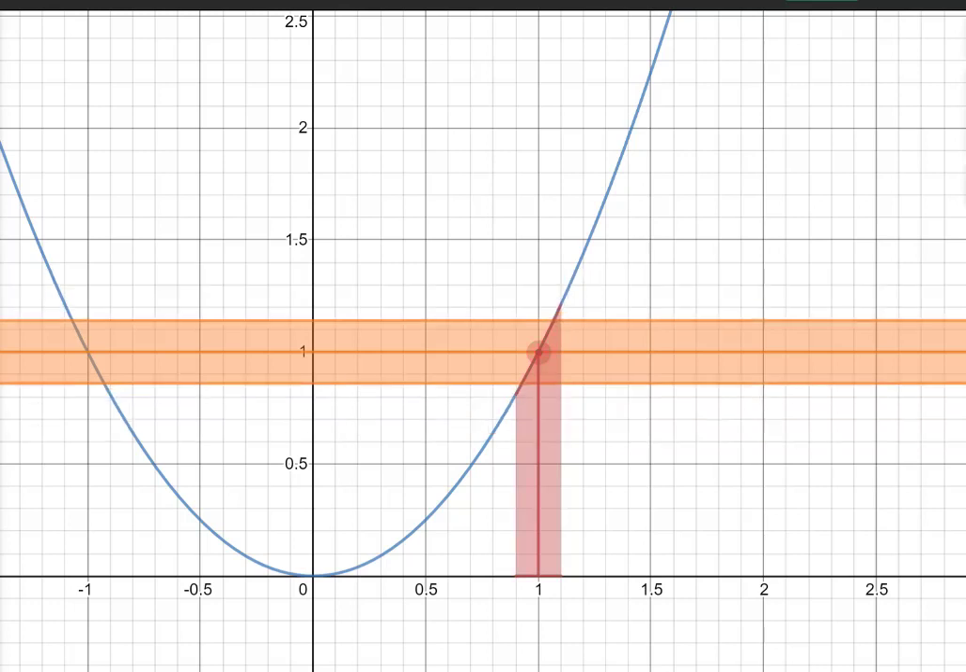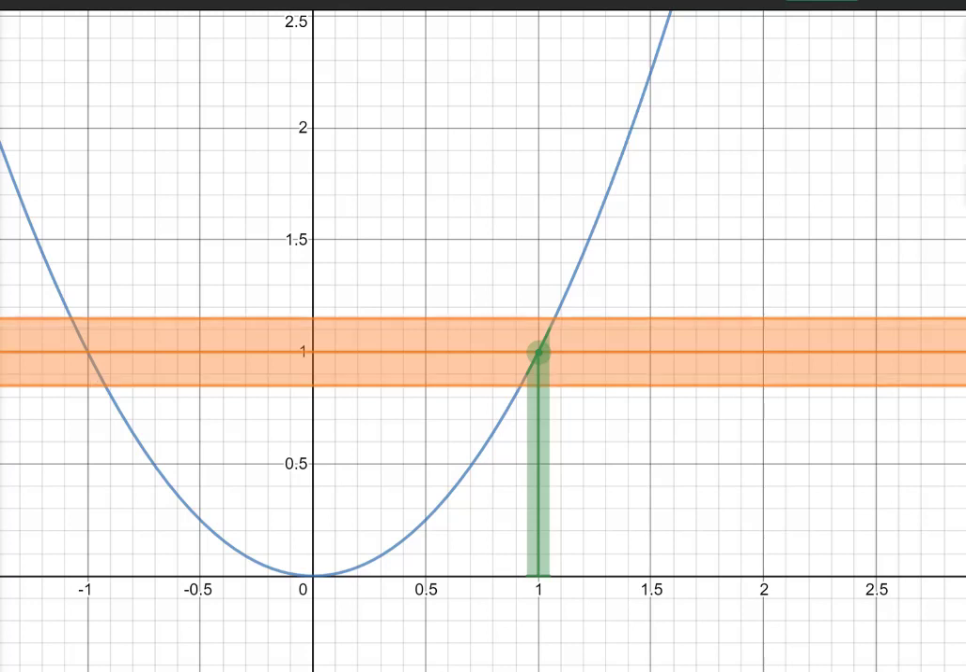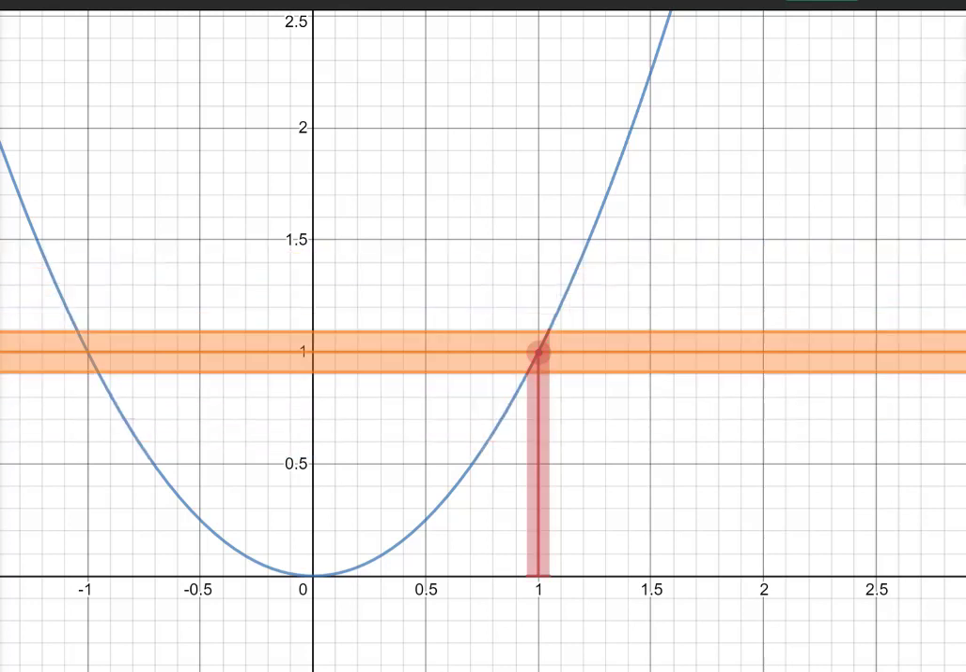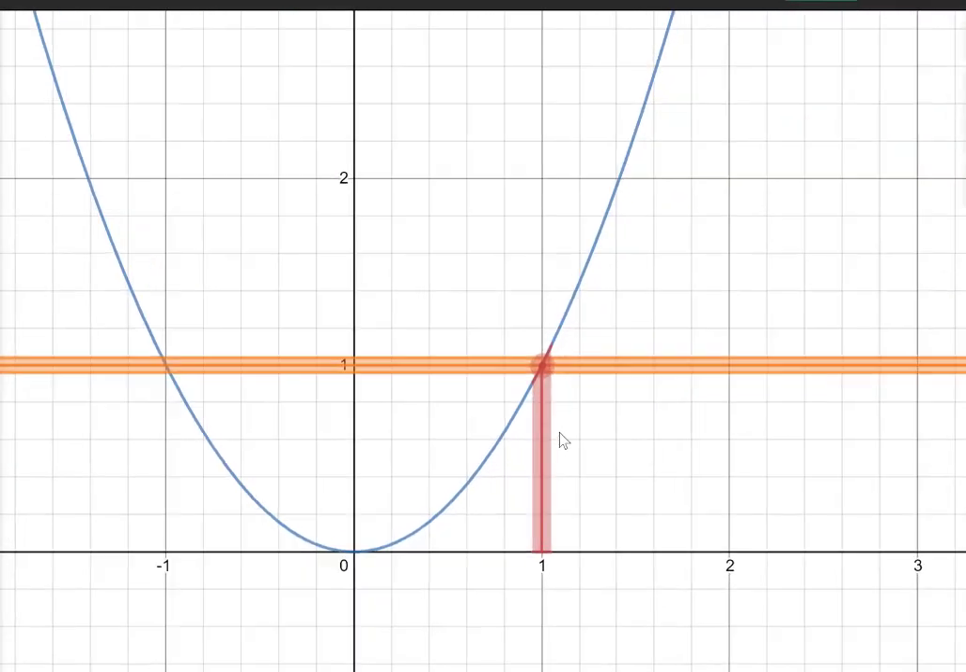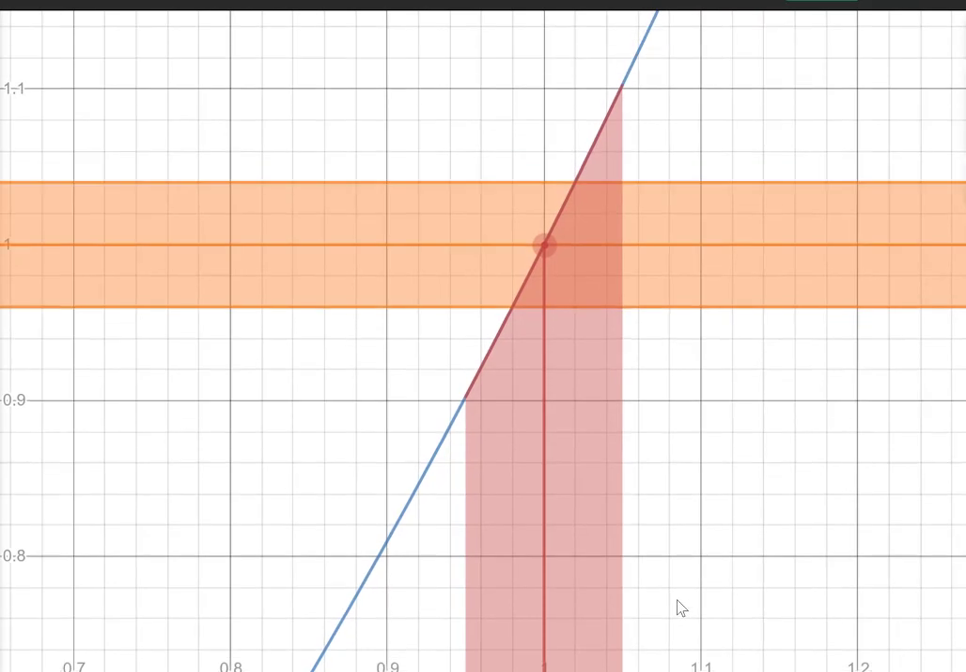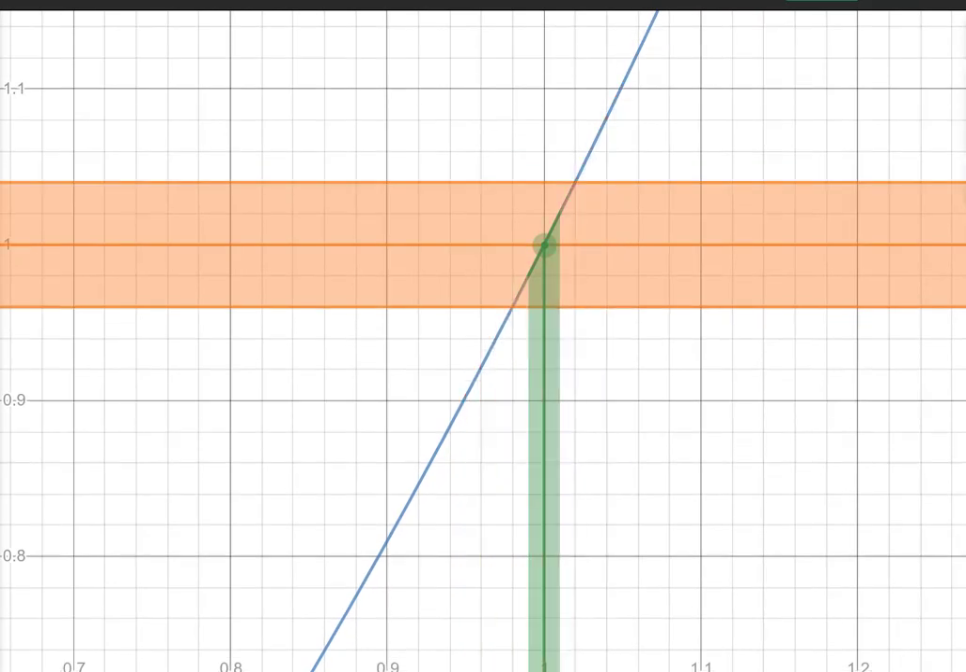As you change this epsilon, you're going to have to change that delta as well to make it work. But no matter what epsilon, that's what the "for all epsilons" means. No matter what epsilon you pick, no matter how small I make this, remember we can always zoom in here, I can always pick a smaller delta and make it work.